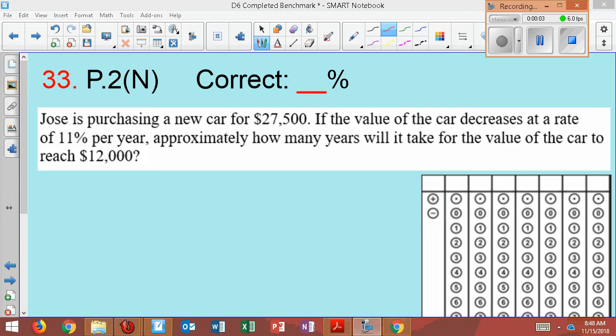Jose is purchasing a new car for $27,500. If the value of the car decreases at a rate of 11% per year, approximately how many years will it take for the value of the car to reach $12,000?